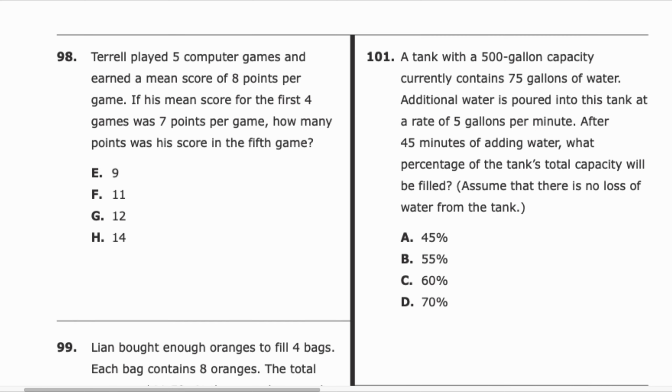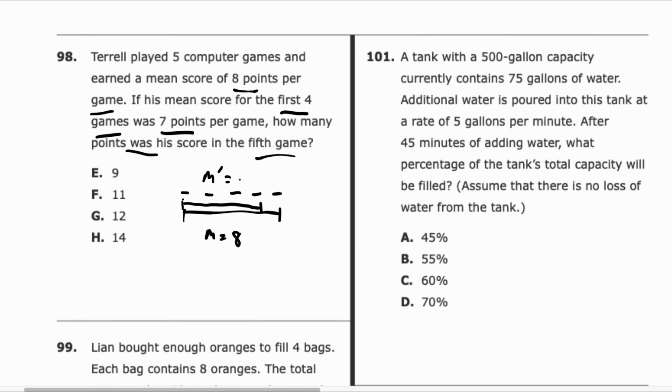Terrell played 5 computer games and earned a mean score of 8 points per game. If his mean score for the first 4 games was 7 points per game, how many points was his score in the 5th game? So we know that he played 5 games, and the mean across this was 8 points per game. And now for the first 4 games, the mean, and I'm going to represent that as M prime, was 7 points per game.